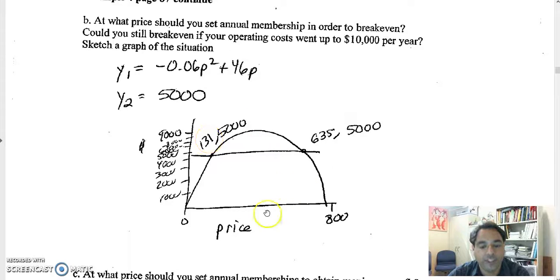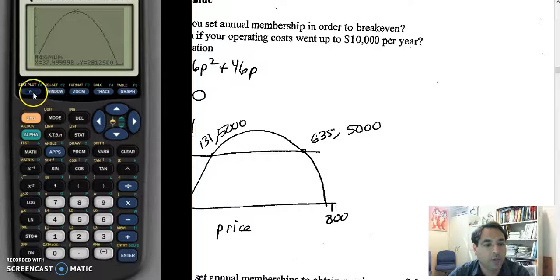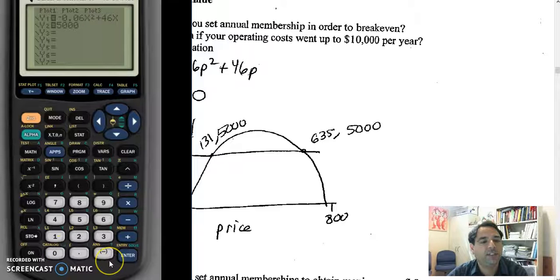So I already have a sketch here, but let's do this in the calculator. So I'm going to go to y equals, clear what we had in there, and I'm going to put our equations in. Negative 0.06x squared plus 46x. There's our revenue. And then in Y2, 5,000. Now, I want to figure out what numbers work. When I think about an annual membership, it's hundreds of dollars.